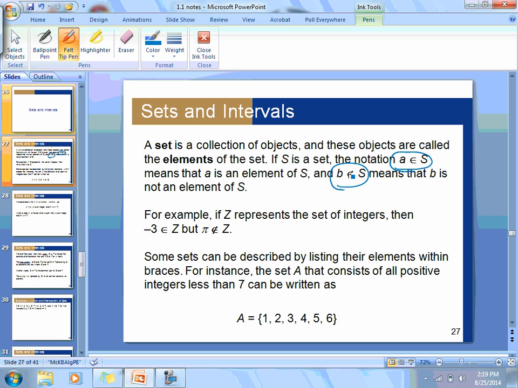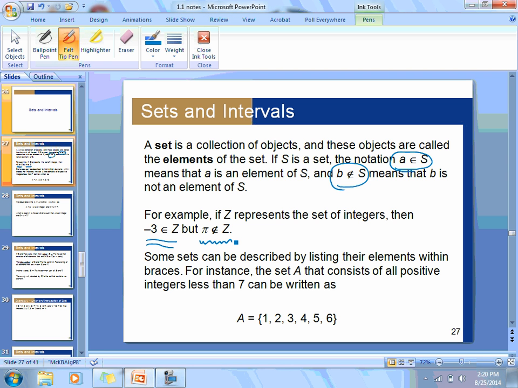So if Z represents all of the integers, the big set of all integers, then -3 is an element of Z. -3 is an integer, but pi is not. Pi is not an element of the integer set, because 3.14 is not an integer.